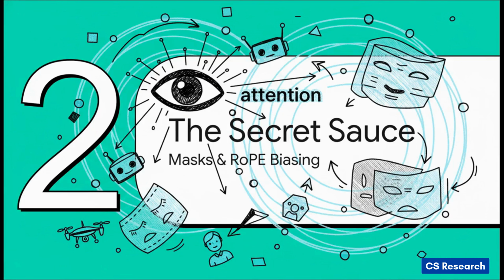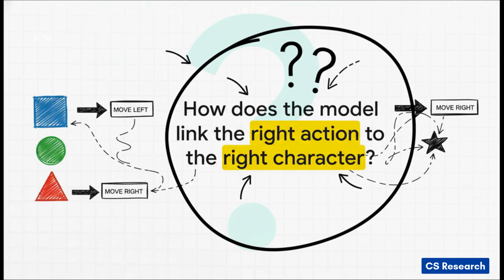All right, so let's pop the hood and see how this thing actually works. What are the mechanisms that make this game engine tick? Well, the secret sauce really comes down to two super clever tricks, something called attention masks and a really cool technique for spatial awareness called rope biasing. Let's break them down.